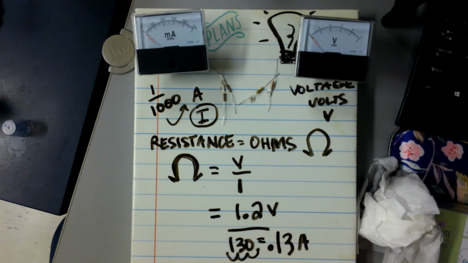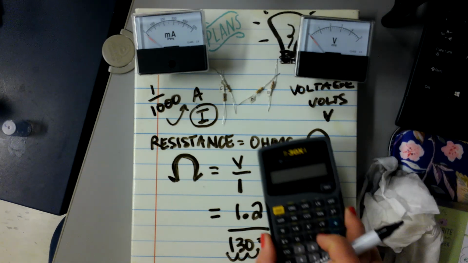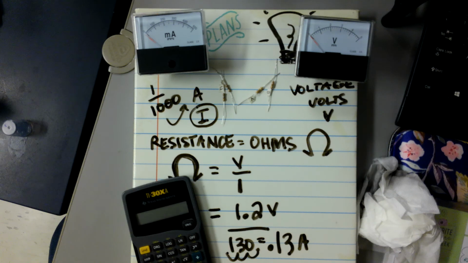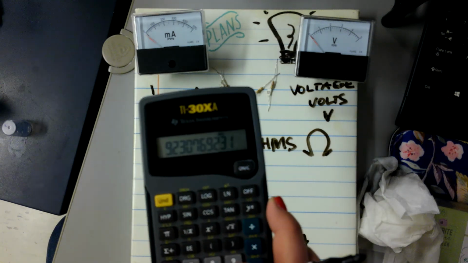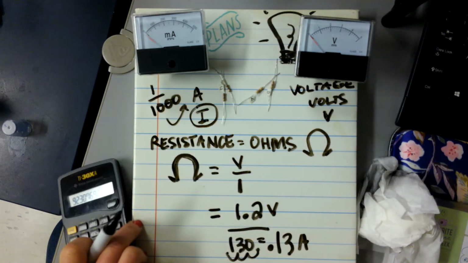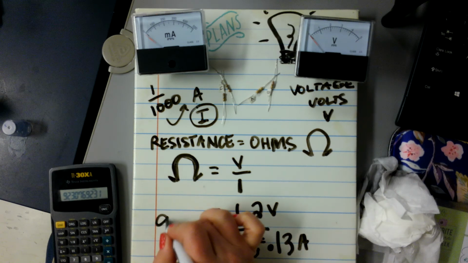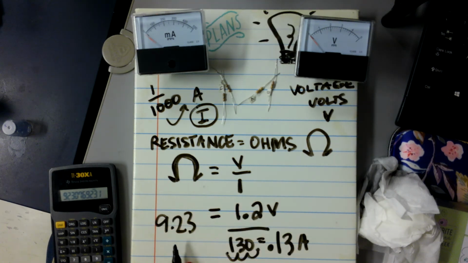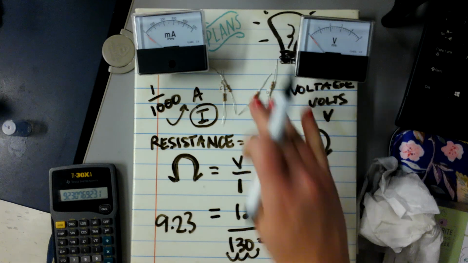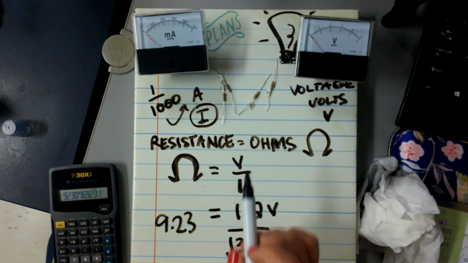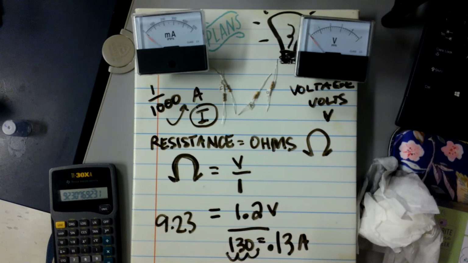So if I took 1.2 volts and I divided it by 0.13 amps, I would get a value of 9.23 ohms of resistance. So that's the amount of resistance that particular resistor created in my circuit. And that is how you calculate resistance.